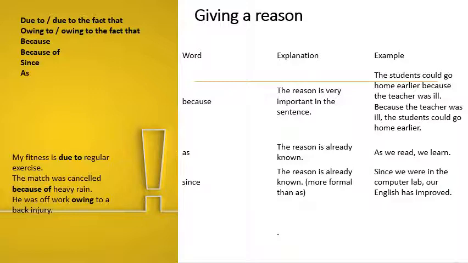He was off work owing to a back injury. You can also say he was off work because of a back injury. Due to, because of, and owing to all have similar meanings. He was off work because of a back injury is also correct.